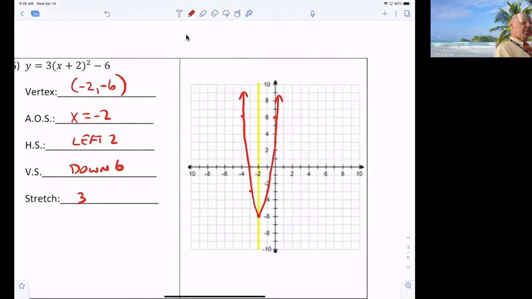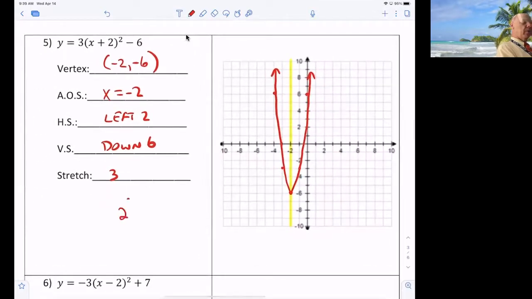Wait, I'm confused if I go from 3 to 12. I didn't go from 3 to 12, I went from 4 to 12. Because I did 2 squared, which is what? And then times 3. Okay. Thank you, Xavier.